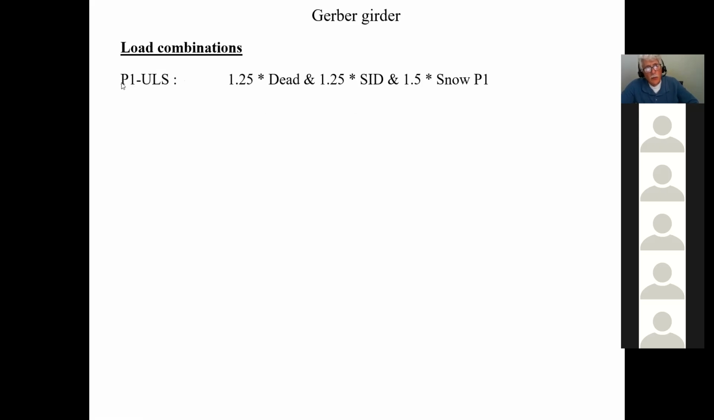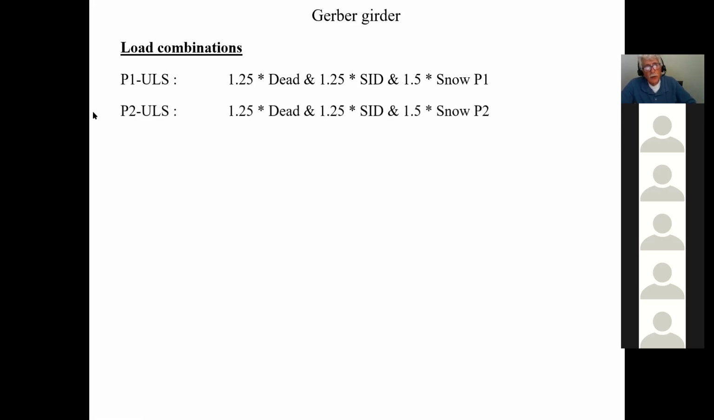Now, for this load combination, I will take 1.25 times the self-weight of the member, plus, and then I add another line, 1.25 times the superimposed dead load, and then I multiply 1.5 times my snow load. So this is going to be load combination 3 that you have. This is load combination 3 for snow case number 1. So this is going to be for P1.